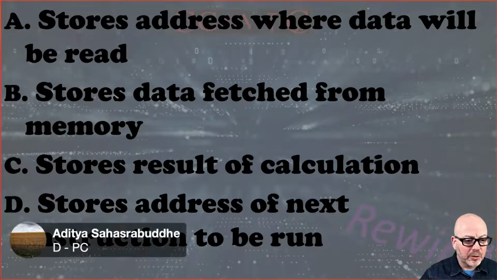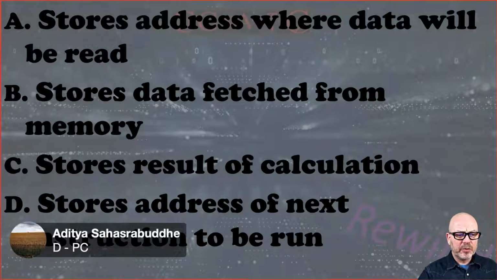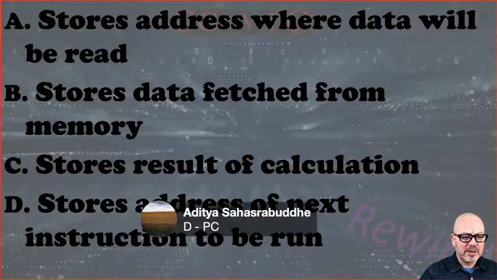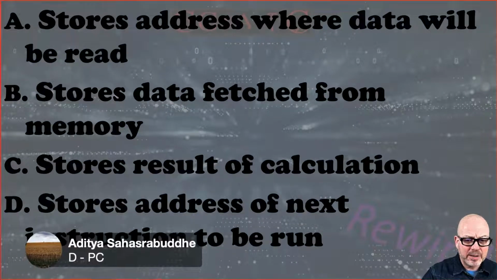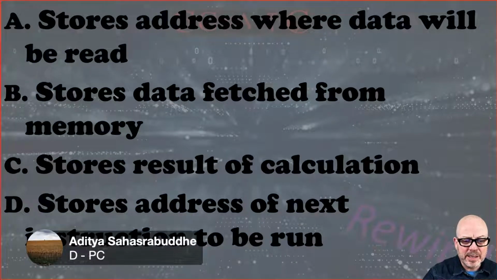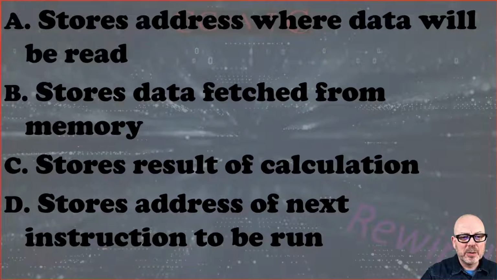Ooh, got some comments. Aditya, hello to you. How's things going? So D is the PC, stores the address of the next instruction to be run. Aditya's gone for that for PC. Do we have any more than that?